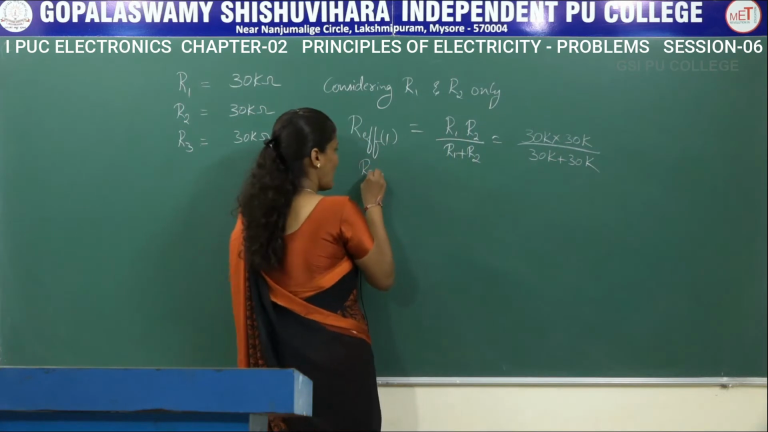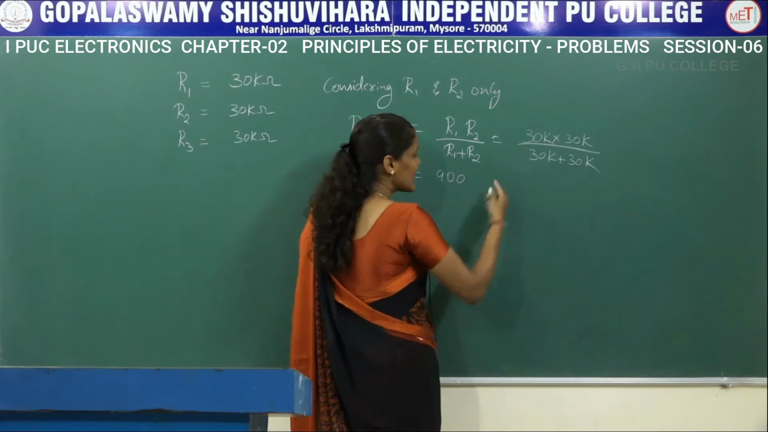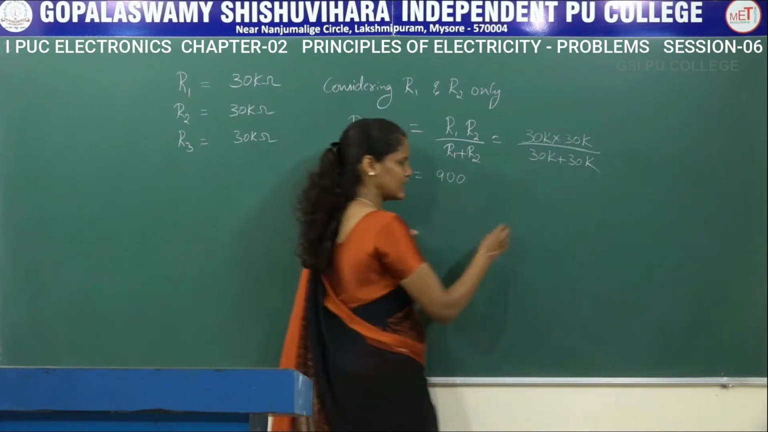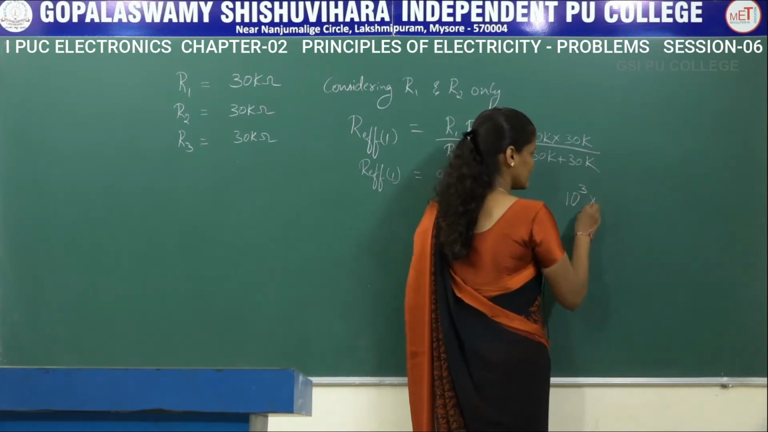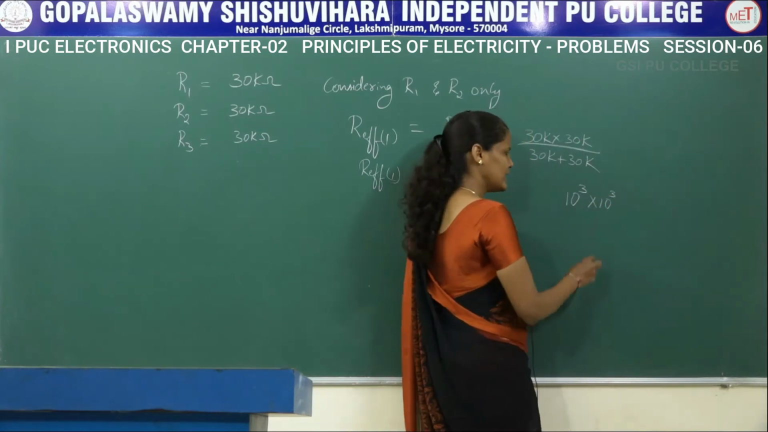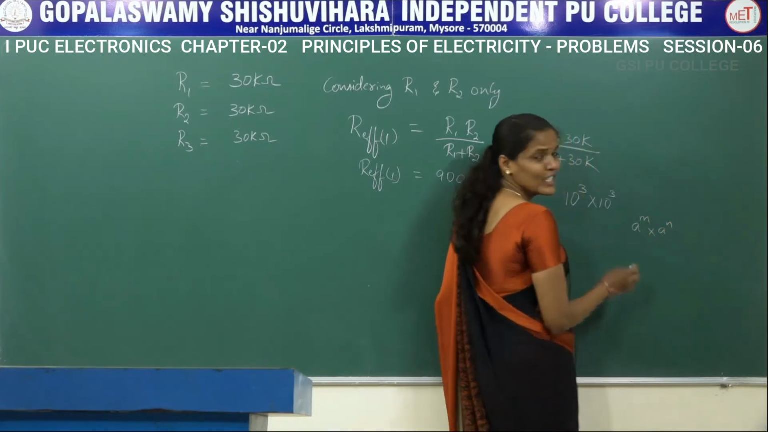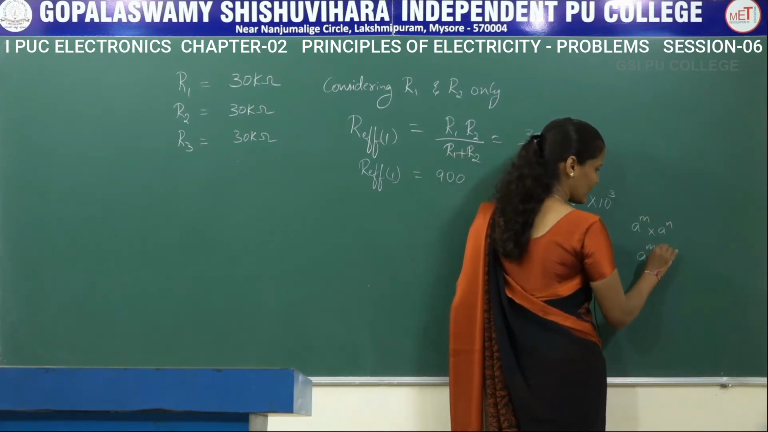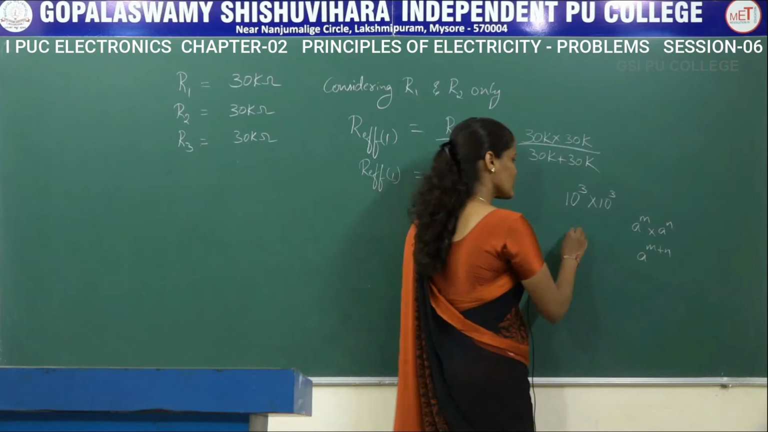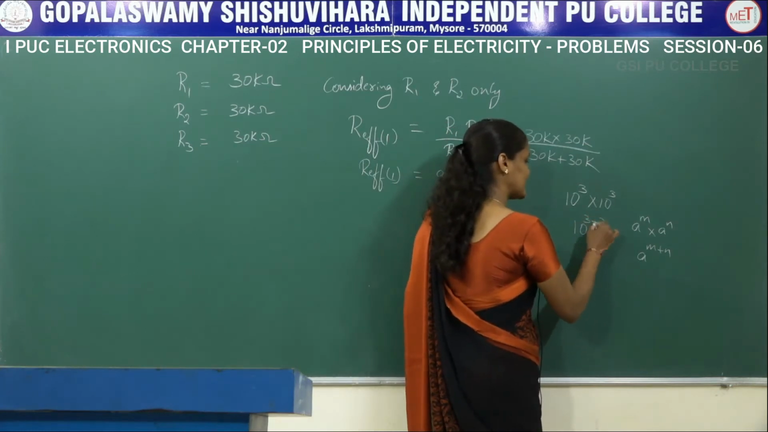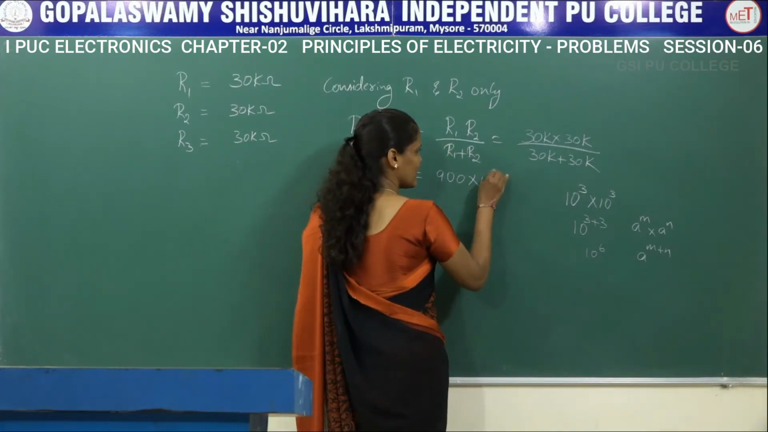So R effective 1 is equal to 900, kilo into kilo. When I say kilo, its value is equal to 10 to the power of 3. Kilo and kilo gives 10 to the power of 3 into 10 to the power of 3. That is, it is in the form of a to the power of m into a to the power of n. So what you are going to do? a to the power of m plus n. It is not a to the power of m into n, it is m plus n. So 10 to the power of 3 plus 3, which is equal to 10 to the power of 6. Right? So into 10 to the power of 6.